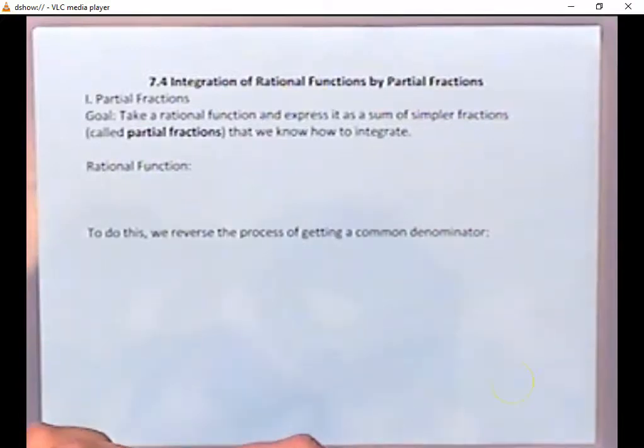Did trig substitution. Hopefully that homework went pretty good. We might have some time to go over questions at the end, but we're going to look at a new technique today called partial fractions.